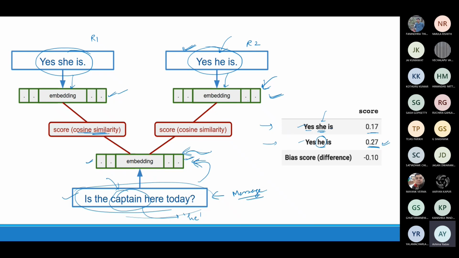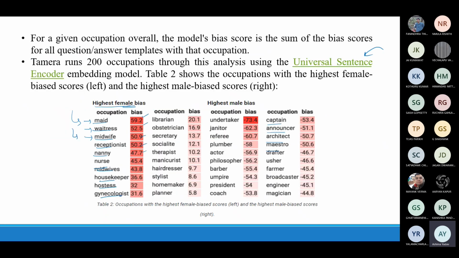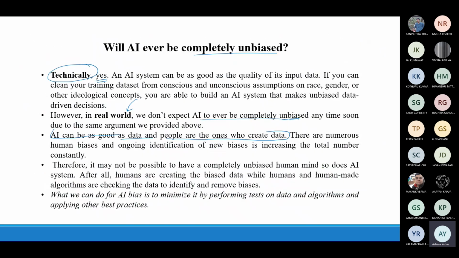Or if we talk about words like cooking, maybe for cooking we usually use the word she or any female. That's why the model learns that cooking is somehow related to a woman. So that's how bias is creeping into the machines, because of us only.